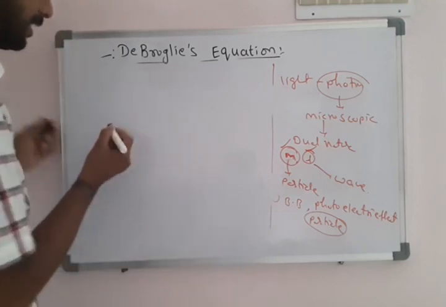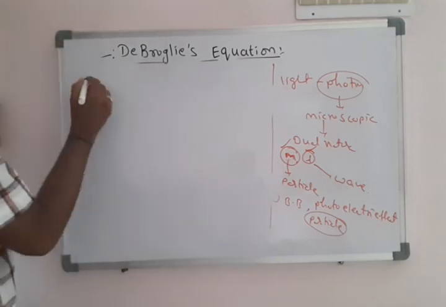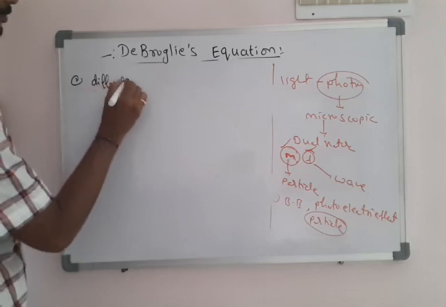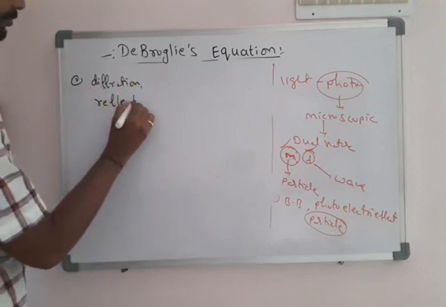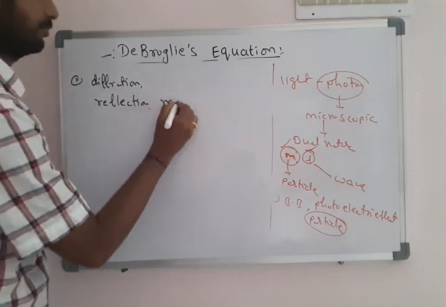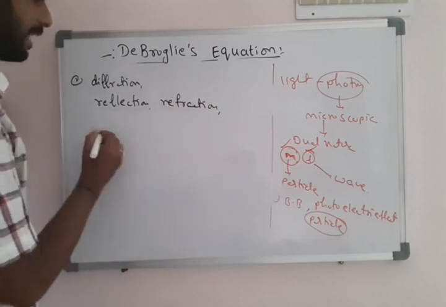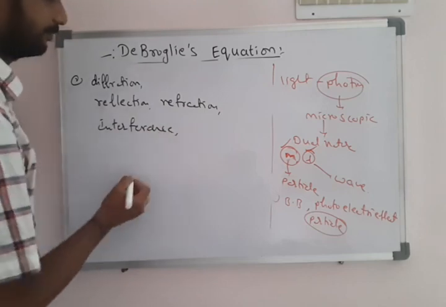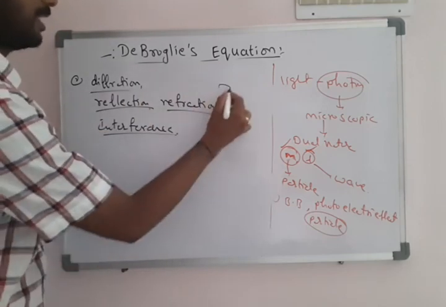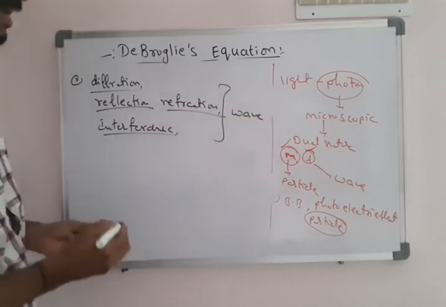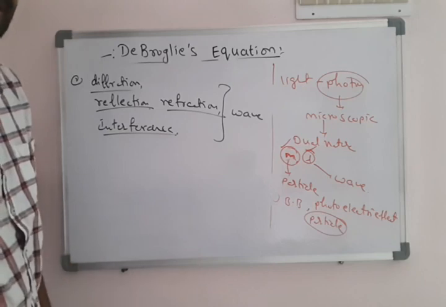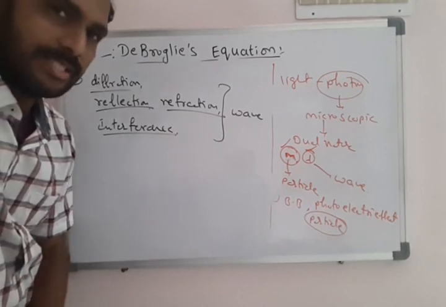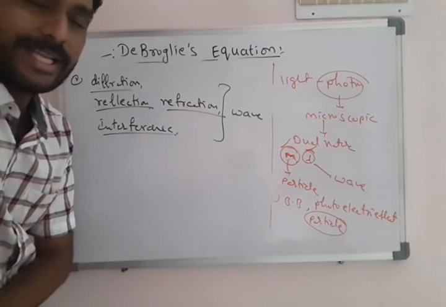For example, to explain diffraction, reflection, refraction and interference, all these properties of light can be explained by taking the wave type of nature. Okay, so it is concluded. Finally, we can conclude that electromagnetic radiation must follow dual nature, wave-like properties and also particle nature.